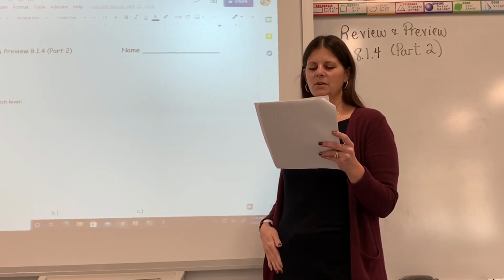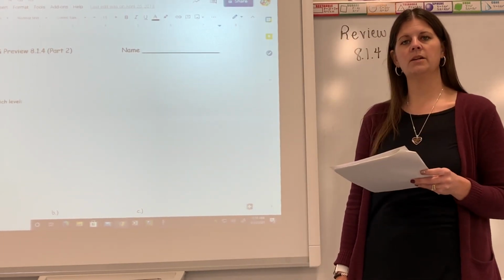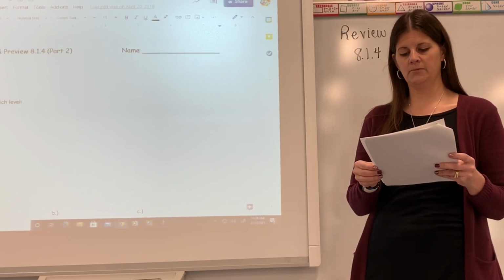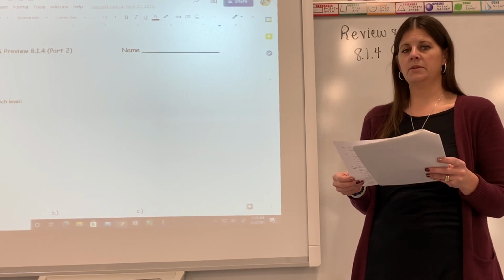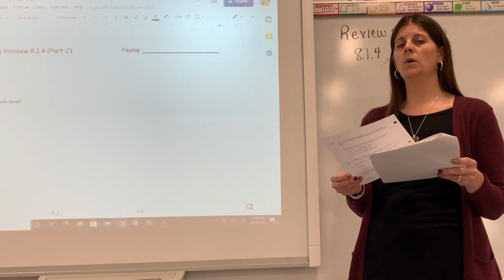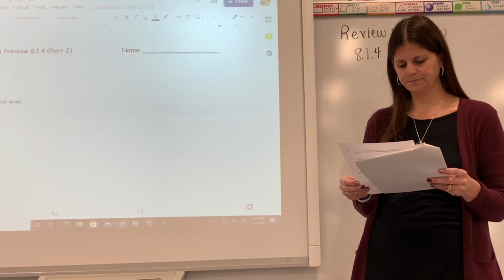Part D asks you to make a conjecture or a prediction, maybe it's even a guess, about how the data was collected. How do you think you would go about finding out this information about the ages of the students in a school? Is it something you could look up? Is it something you would have to find out personally? What would you do if you had to get that information? Lots of ways that could be answered.